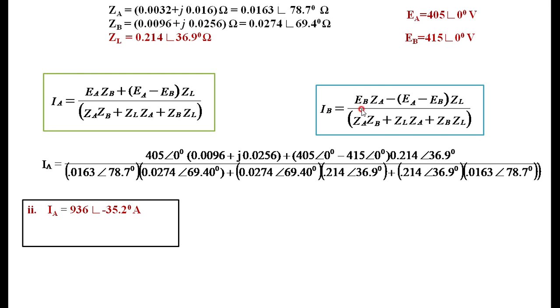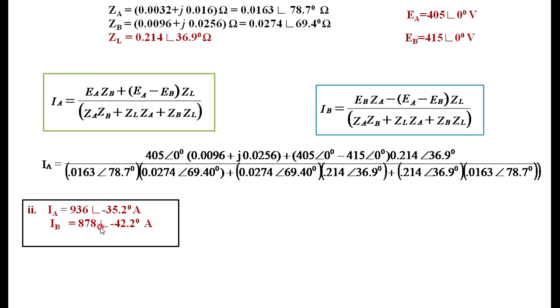Similarly, you have to make use of this formula, put the values of EB, ZA and all the parameters in this equation. All these parameters are available, and if we simplify, then I get IB as 878 at an angle of 42.2 degree amperes. This is the current supplied by the transformer B.